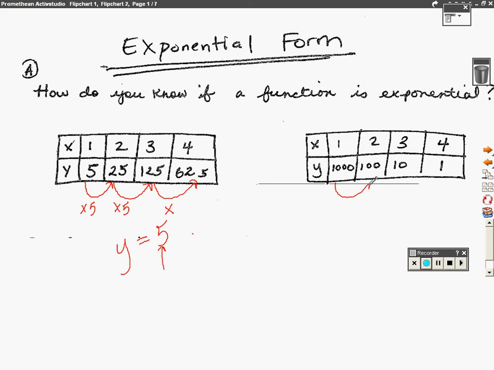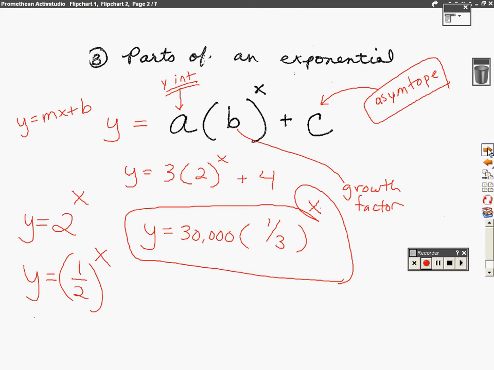Here, instead of saying divided by 10, we could either say times 1/10 or times 0.1. Either way, that would be the growth factor. So y equals 1/10 to the x power, or y equals 0.1 to the x power. And that's how you identify an exponential form.